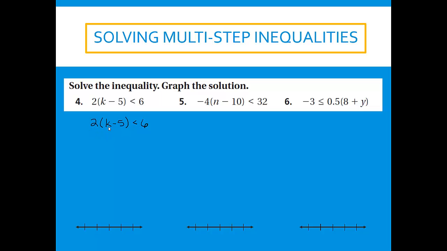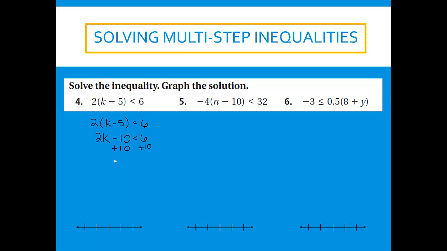So 2 times k is 2k. Then we have minus 2 times 5, which is 10. So 2k minus 10 is less than 6. Now we'll go ahead and add 10 to both sides.